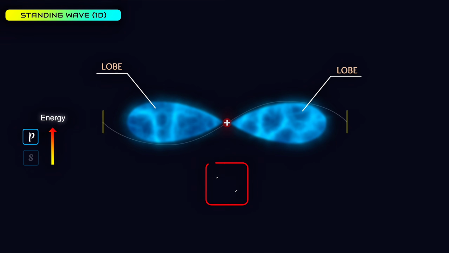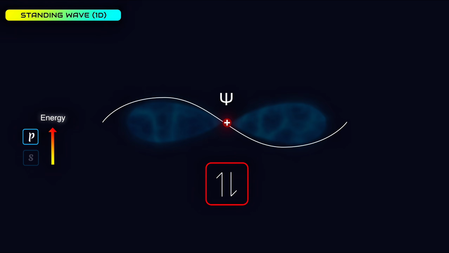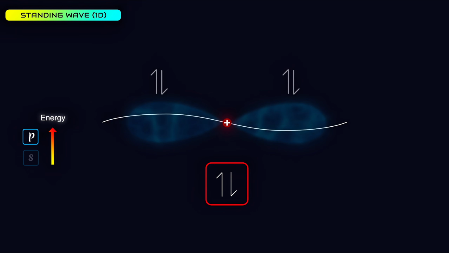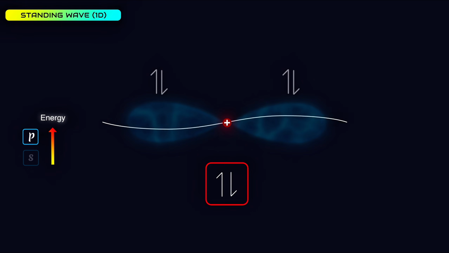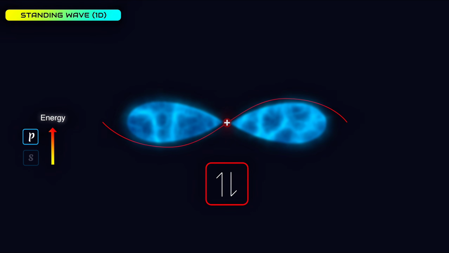Since each orbital can hold two electrons, this does not mean that each electron resides in a different lobe. Since two electrons in the same orbital share the same wave function, they can exist in either lobe at the same time. The standing wave analogy is meant only for easy understanding. The node isn't simply based on frequency. In reality, it depends on the azimuthal or angular quantum number.